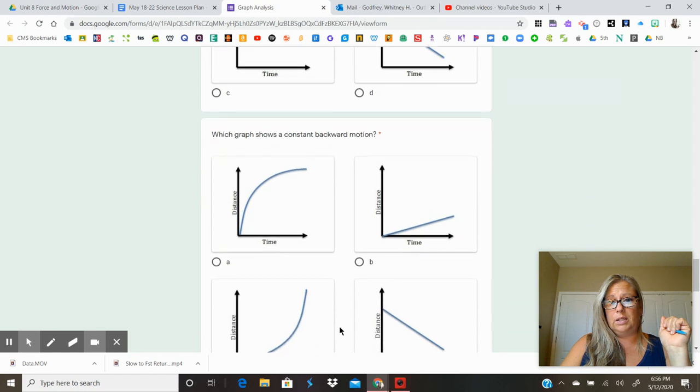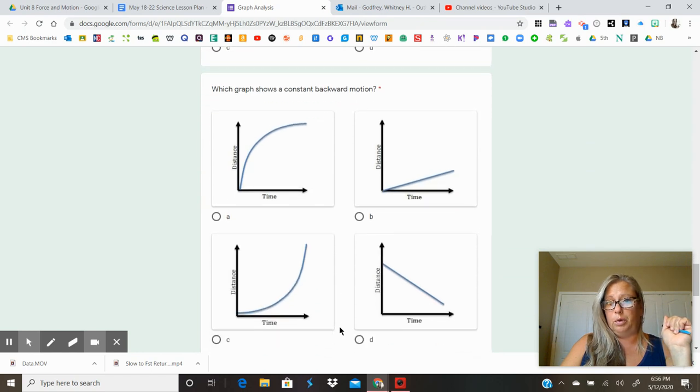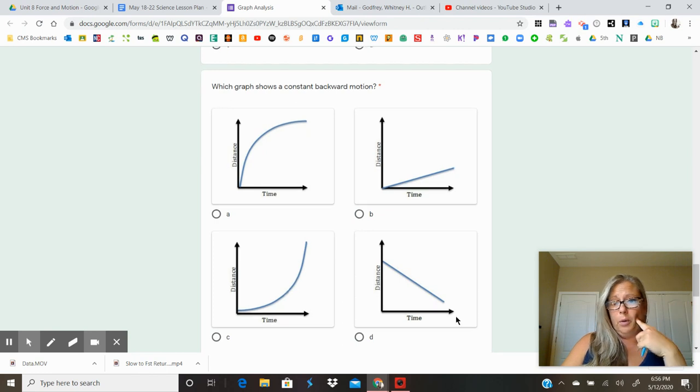All right, and the last one shows a constant backward motion. All right, it can't be this one or this one because those are both curvy and not diagonal. Now, which one is returning back to home? Is this one starting at 0 and returning back to home, or is this one starting somewhere out there and coming back to home? All right, so when it says backward motion, it's looking for coming back to 0.